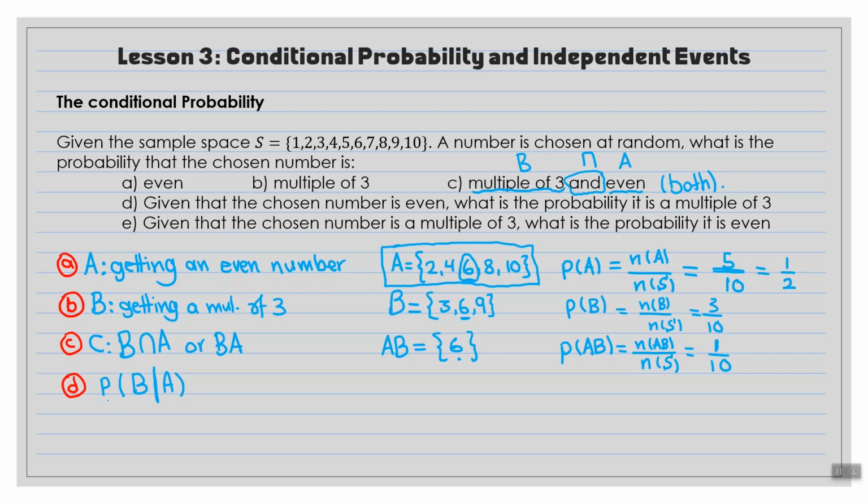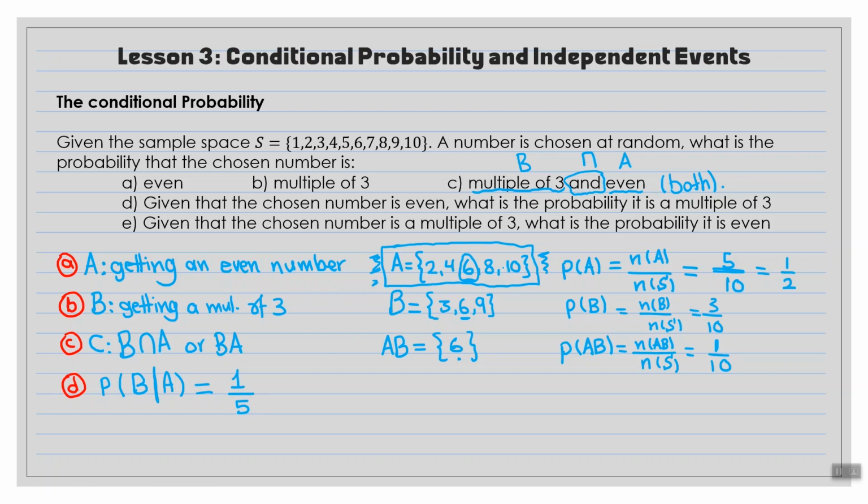What is the probability of getting a number that is a multiple of 3, given that we have chosen an even number? Okay, so the probability is 1, because there is only one multiple of 3, which is 6 in that set. In this set here, there is only one multiple of 3, which is the 6, over 5. Now, why is this 5? Because we simply have 5 even numbers.